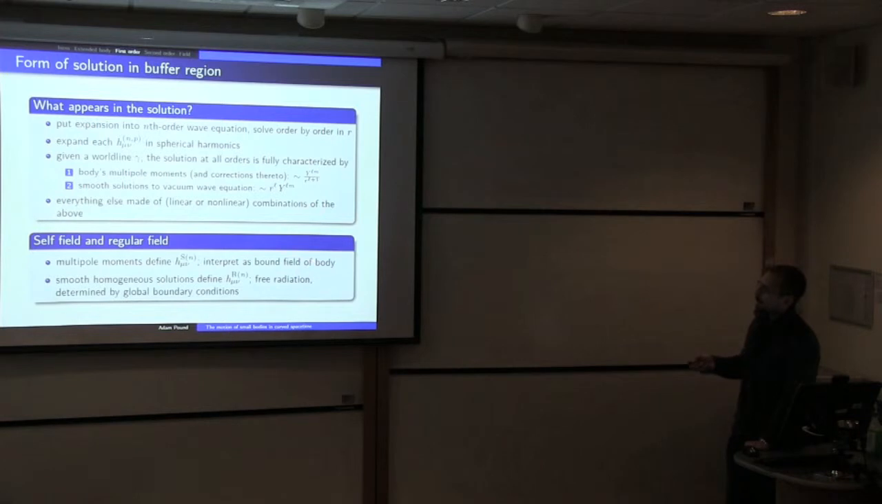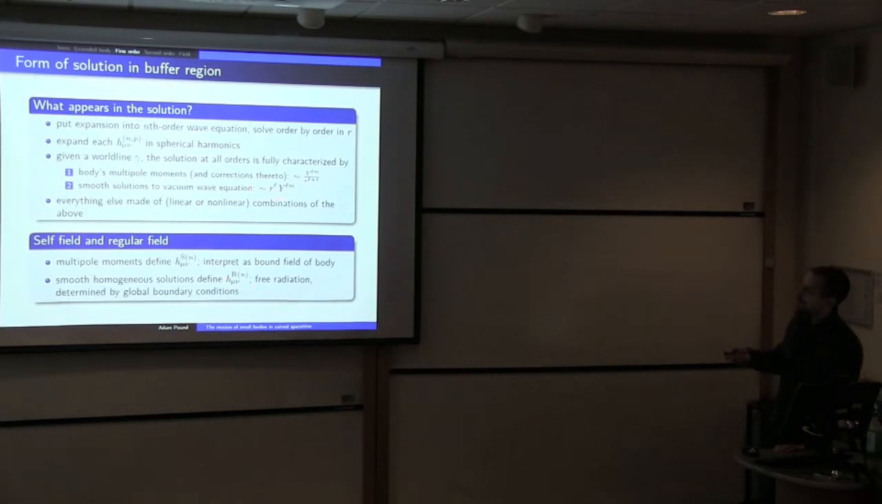Now, I'm going to take the general solution and split it into two pieces, the self field and the regular field. So this is going back to Detweiler and Whiting and Hart, although I'm defining these fields and using quite different language. So my self field basically is going to gather up everything to do with the multipole moments. And I'm going to interpret it loosely as the bound field of the body, but it doesn't really matter how I interpret it. The regular field is going to be everything that's collecting up these smooth solutions to the vacuum wave equation. So this is behaving as free radiation.